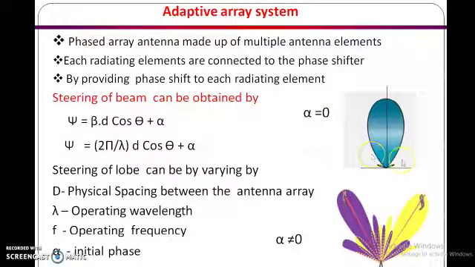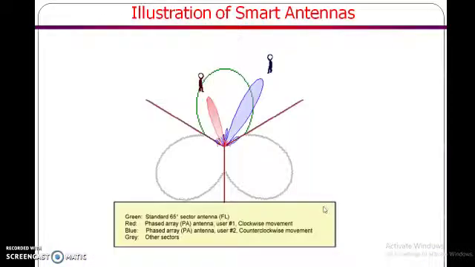Even if alpha is equal to 0, it steers the beam in a particular direction, and when alpha varies for the individual antenna elements, that is, the phase shifter is changing. Let's take a three-element array, with alpha 1, alpha 2, alpha 3. If the alphas are different, it can focus the beam only in the desired direction without changing the physical structure. If you want to steer the beam, we can adjust alpha, that is the initial phase, and accordingly it can change the beam.